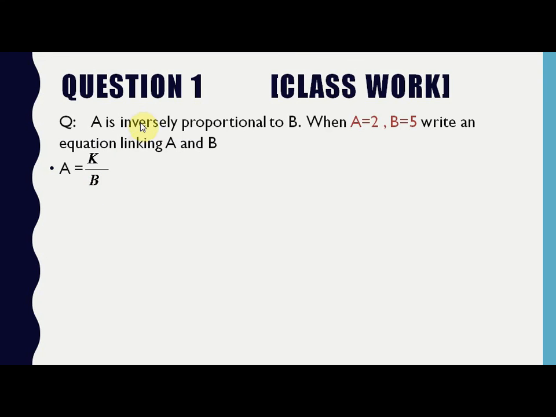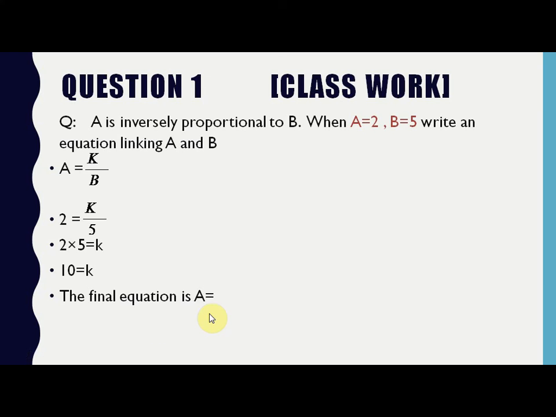Now, it is inversely proportional. The statement gives the proportionality relationship between two variables A and B, which is inversely proportional. So we write that A is equal to K divided by B. Now we put the values of A and B: A is equal to 2 and B is equal to 5. Now solve this for the value of K. So 5 times 2 becomes 10. 10 is equal to K, so the value of K is 10.